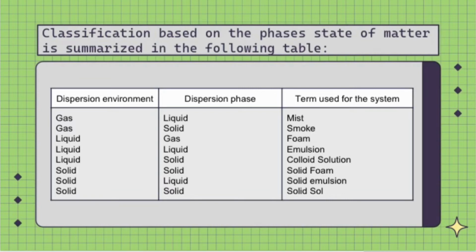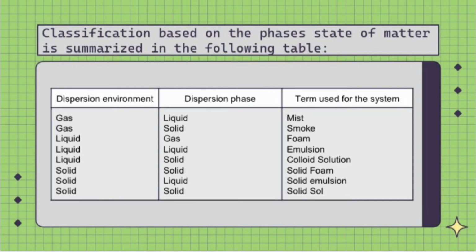The first is gas and liquid. Term used for the system is mist. Second, gas and solid. Term used for the system, smoke. Third, liquid and gas. Term used for the system is foam. Fourth, liquid and liquid. Term used for the system, emulsion. And fifth, liquid and solid. Term used for the system, colloid solution.